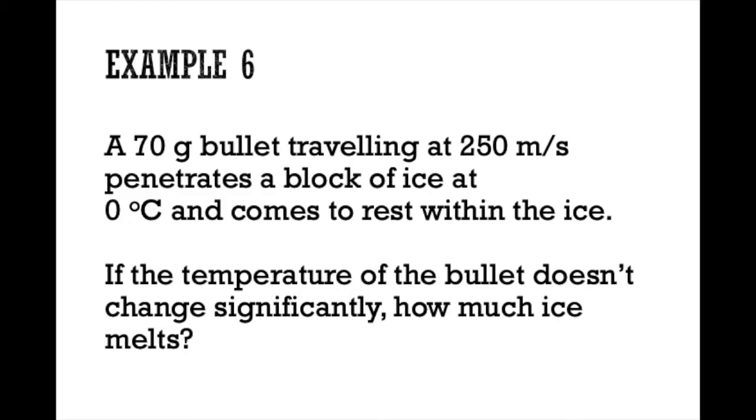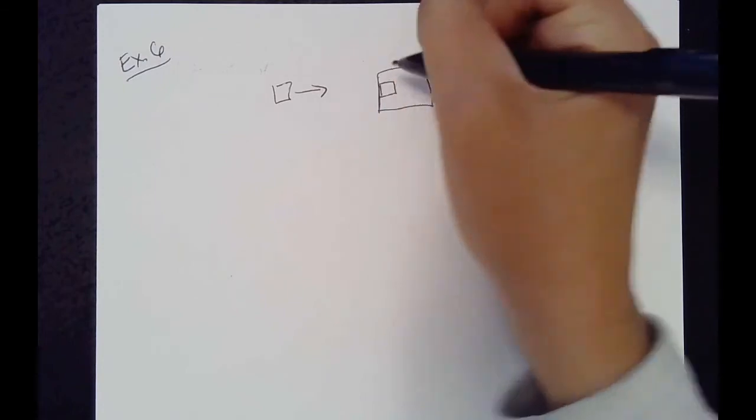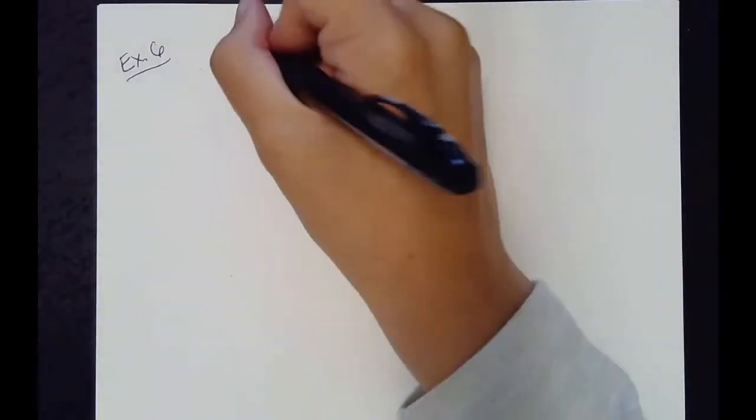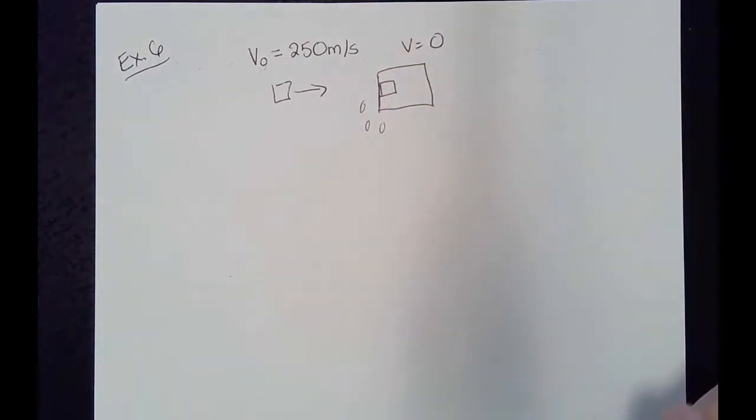Example 6: a 70-gram bullet traveling at 250 meters per second penetrates a block of ice at 0 degrees Celsius and comes to rest within the ice. If the temperature of the bullet doesn't change significantly, how much ice melts? This is an interesting question because here what's happening is that this bullet is moving at a velocity, then it will penetrate the ice and cause some of the ice to melt. So it has an initial speed of 250 meters per second, and then it comes to rest within the ice.